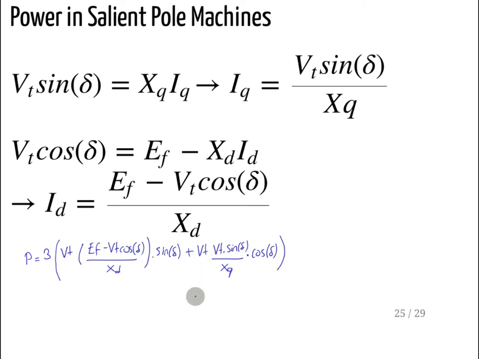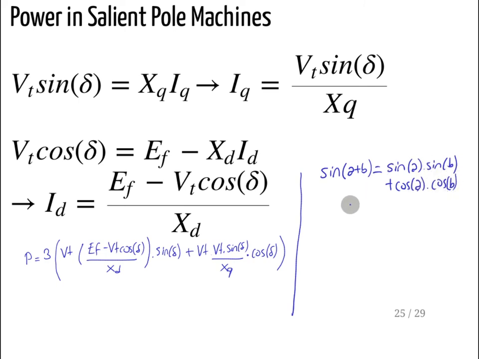So then I will use some trigonometric equation here. Let me write here: sine of a plus b equals sine a sine b plus cosine a cosine b. Or actually, if a is equal to b, we know sine 2a is equal to 2 sine a times cosine b, right? So I'm going to use that equation because I have sine-cosine terms quite a lot there.